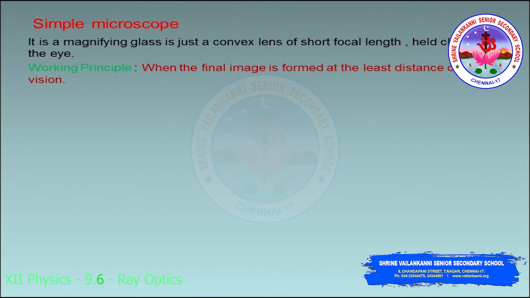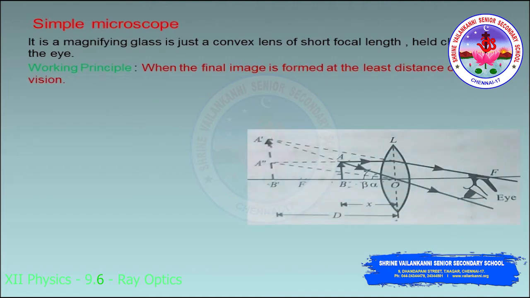We can see when the final image is formed at the least distance of distinct vision. When an object AB is placed between the focus and the optic center of the convex lens, a virtual, erect and magnified image A dash B dash is formed on the same side of the lens, right? The position of the lens is so adjusted that the final image is formed at distance D from the lens. See, the distance is D.